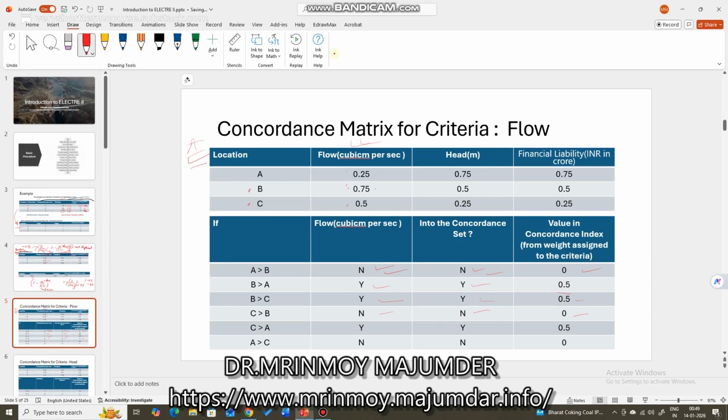Because it is not going to the concordance set, why would I assign any value? Then, is C greater than A? C is 0.5, which is greater than A, which is 0.25. Yes, right? So member of the concordance set, yes. The weightage of the criterion for which it becomes a member of the concordance set, that is criterion flow, is 0.5. So I add 0.5 into the concordance index.